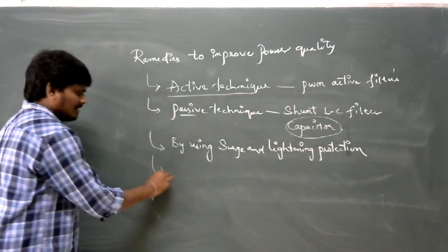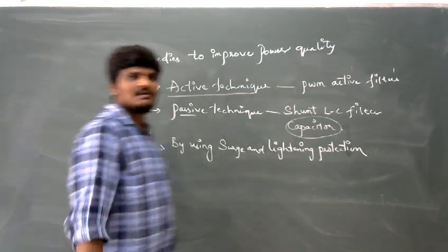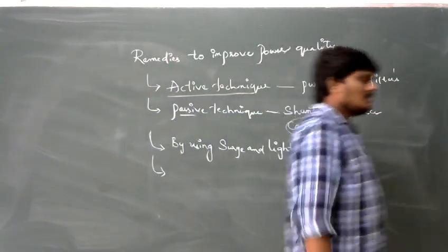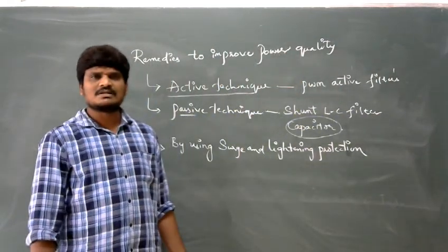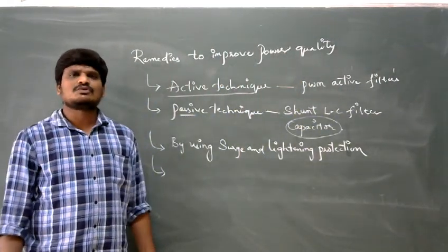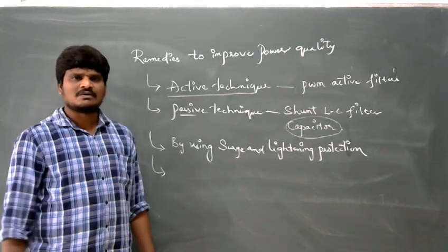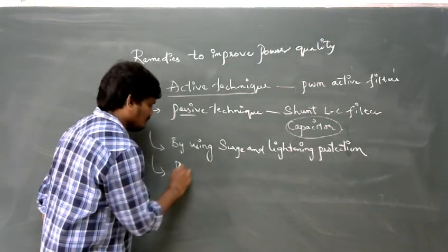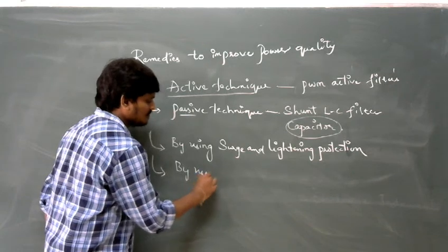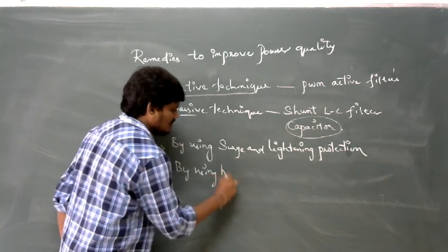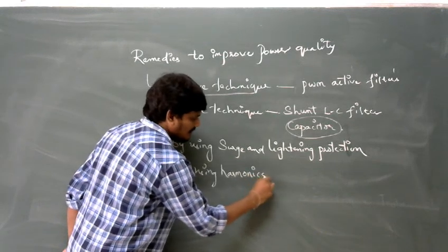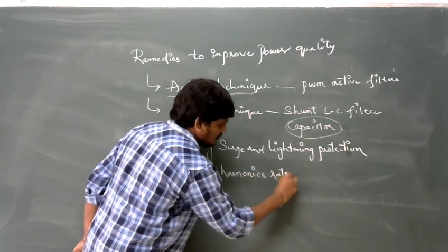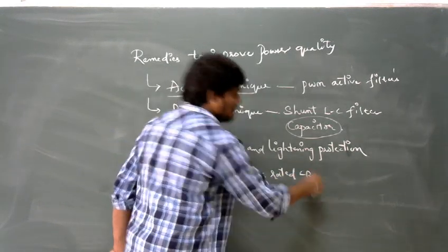Coming to the next technique. Another issue is that there may be a chance of production of harmonics in a system due to the effect of poor power quality. So you need to use what? By using harmonics rated CB, by using harmonics rated circuit breaker.